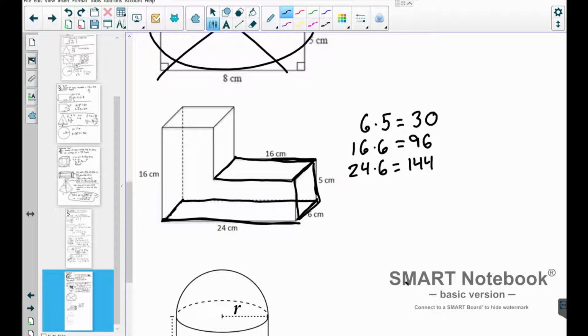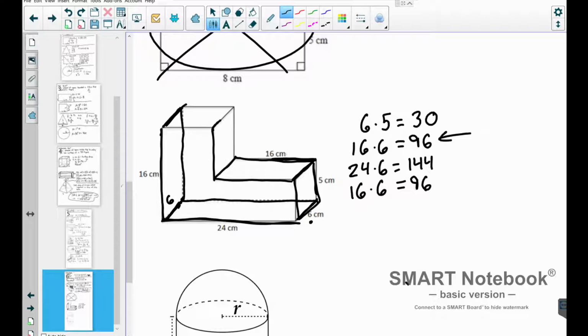Then let's work on the back one. This one has a length of 16, but wait, where's the height? Not labeled here, or the width. It's not labeled here or here, but we know that because of the way the shape is laid out, this 6 over here transfers to over here. So this is the same as 16 times 6, which if you look just above, we've done: 96.